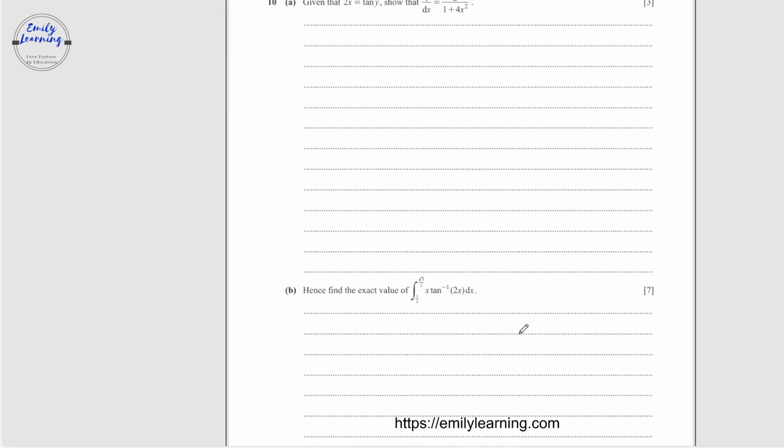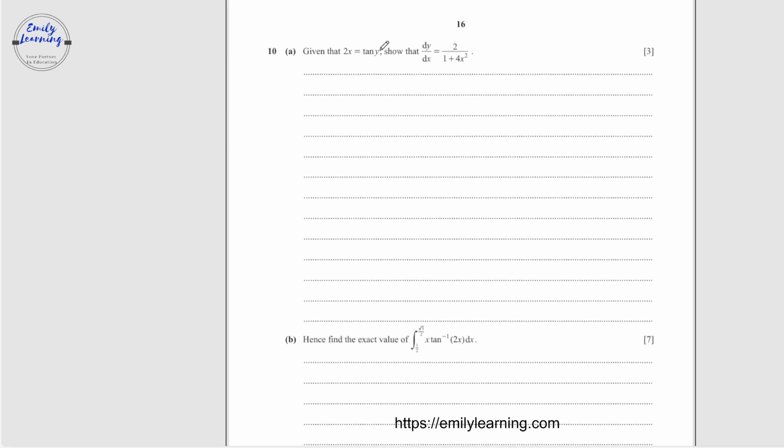Moving on to question 10. Given that 2x equals tangent y, show that dy/dx equals 2 over 1 plus 4x squared. So I know that this one I need to do implicit differentiation. If you don't want to use implicit differentiation, you also can. In fact, I think you do not need to use implicit differentiation because there is no y here.